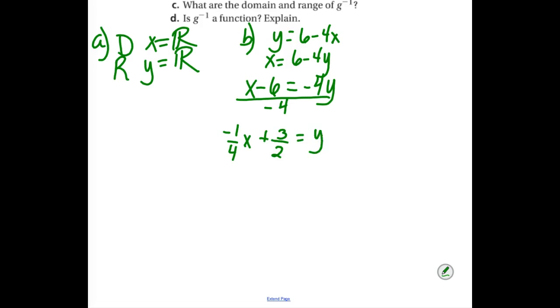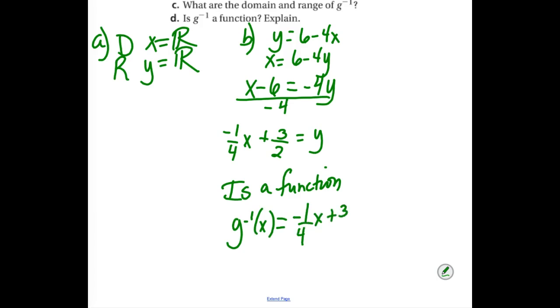Is it a function? Okay, I graph that. It's a negative slope, right? -1/4 slope. Y-intercept is 3/2. So it is a function. And because of that, I'm going to use that inverse notation. My original function was g, so I'm going to say g inverse is -1/4 x plus 3/2.